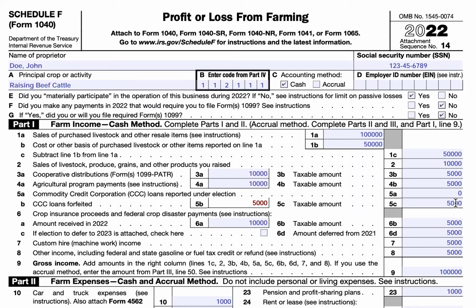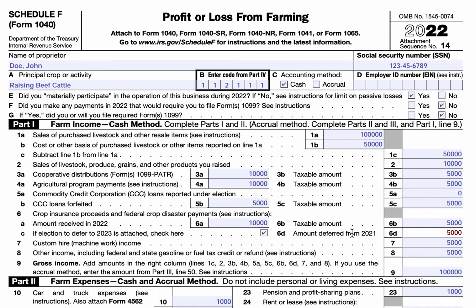In line 6, you're going to enter crop assistance proceeds. For federal crop disaster payments, the amount that you received would go in line 6A, whether or not you received them or elected to defer the receipt until the next year. So if you received $10,000 and decided to include $5,000 as taxable, you can check this box to make that deferral. And if we had any amounts deferred from a prior year, we would enter that here.